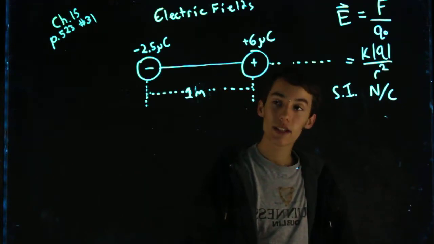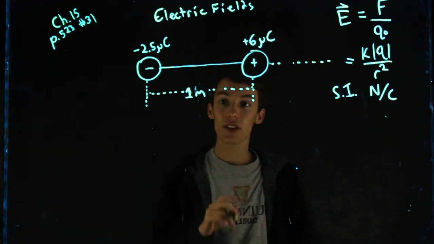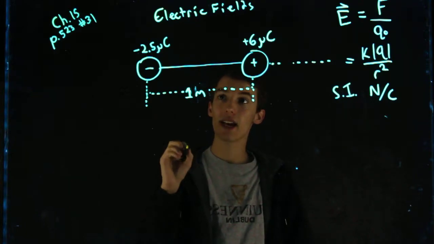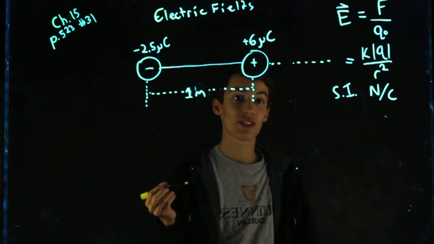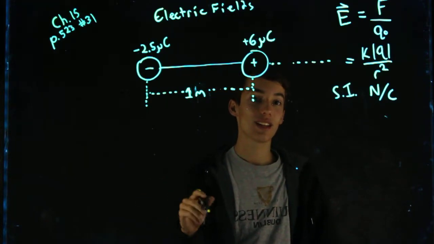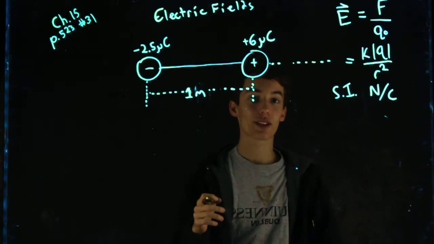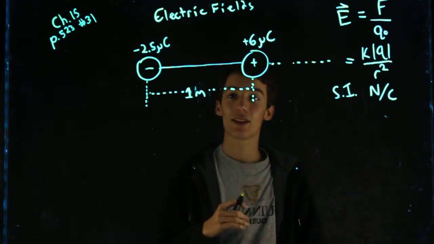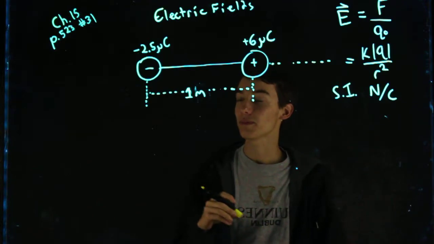So really quickly, the reason why they say don't choose infinity is because at infinity, all electric fields are zero, and so technically infinity is a point at which all the electric fields are zero, but they don't want you taking the cheap way out.